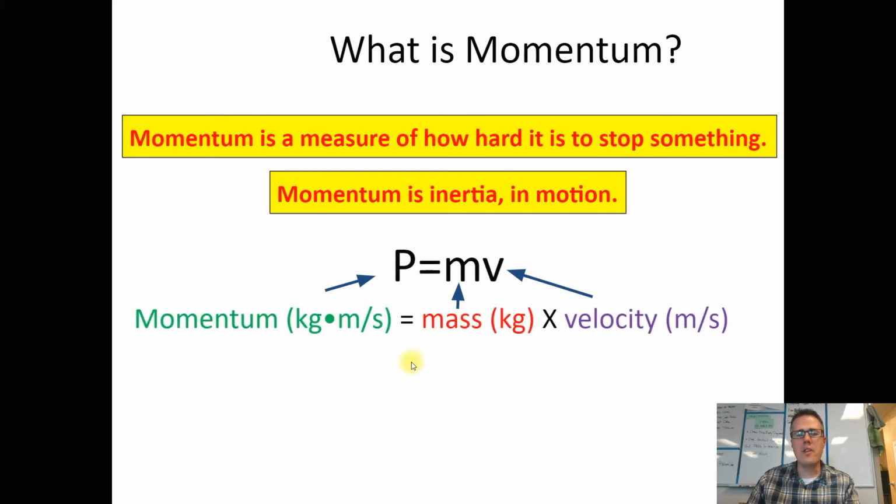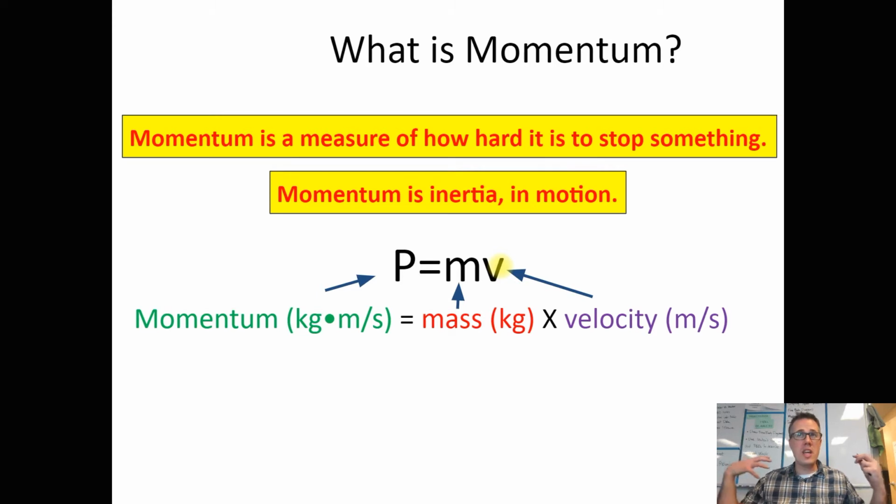It might be easier to see the equation. We use the letter P to represent momentum, and momentum is just the mass of something times how fast it's going. So if you think of something that's really small, like my pen, and you move it really slow, it's not going to have a lot of momentum. It's not hard to make that thing stop.